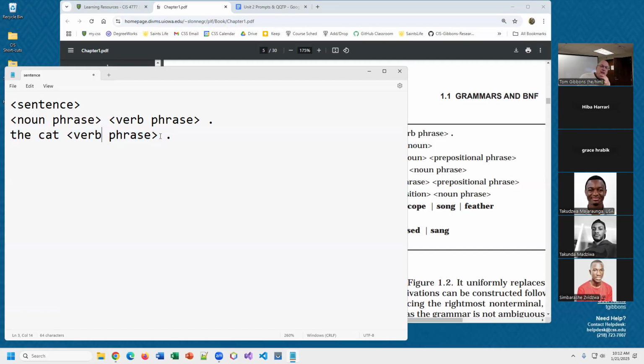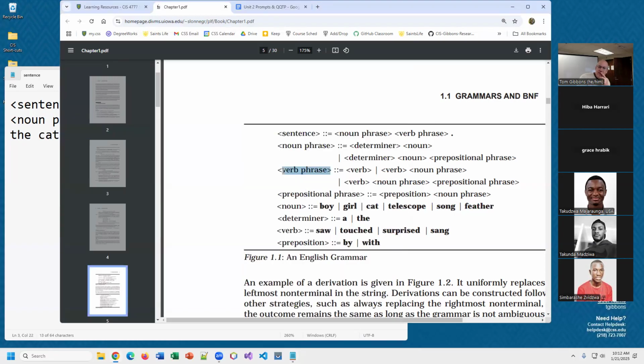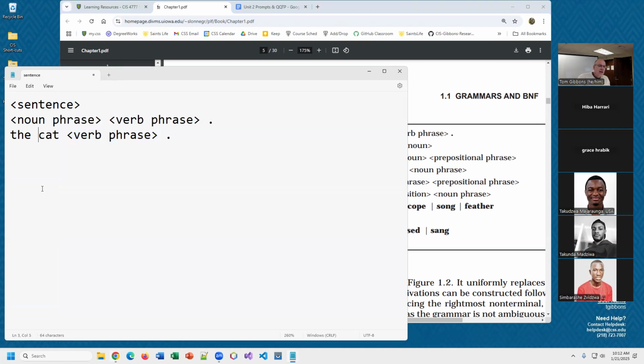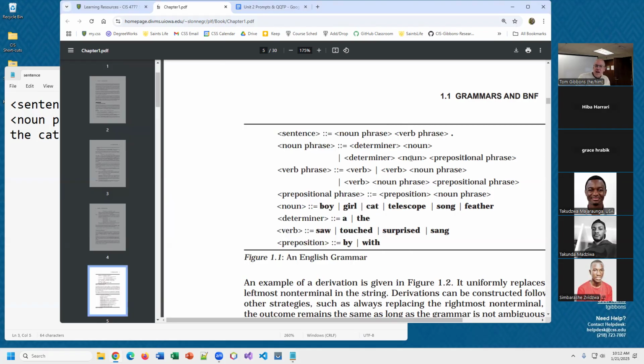So again, we still have this verb phrase, so we have to substitute that. Here's our verb phrase. We can do just a verb, or a verb and a noun phrase, or verb, noun phrase, prepositional phrase. If we wanted, our sentence could be the cat sang, and that would be enough. That's allowed, but we're going to use this one: verb phrase can be a verb and a noun phrase.